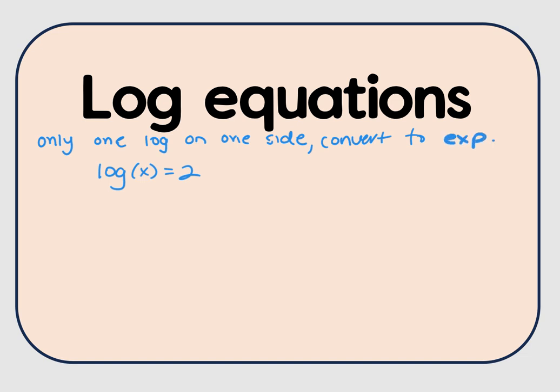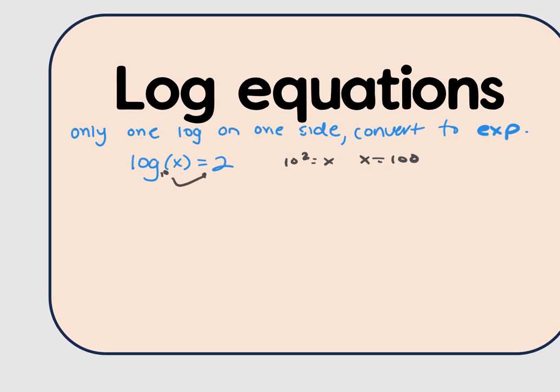So what would be the base on that log? 10. This would be 10, and then I would change this to 10 to the second equals x, so x equals 100. Something like that. It's always 10 when there's no number. If there's no number there, yep. And it would be e if it's ln. If it's ln, it's e.